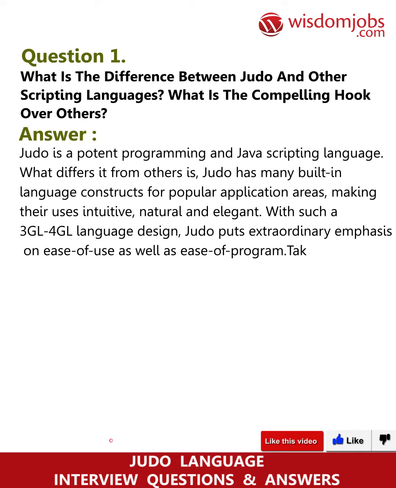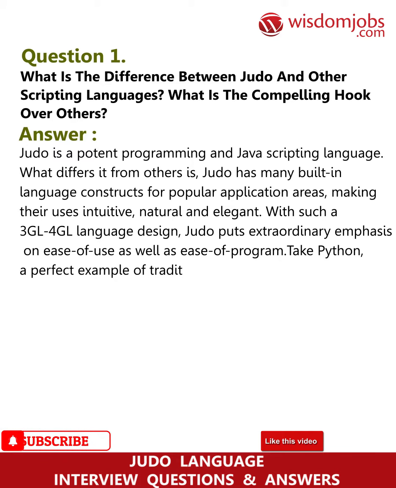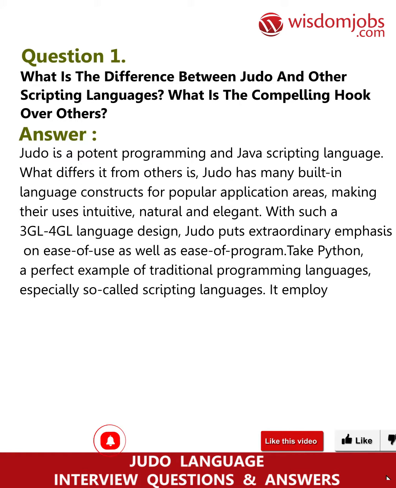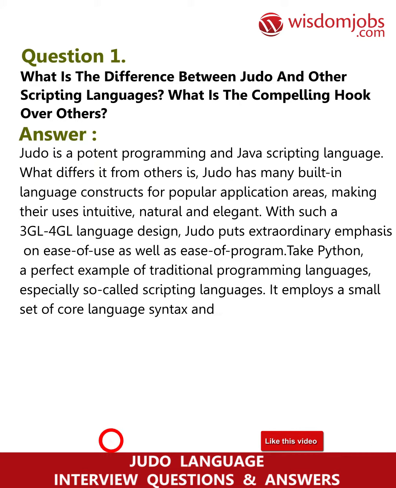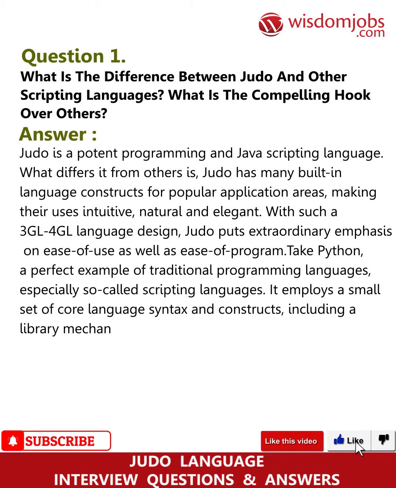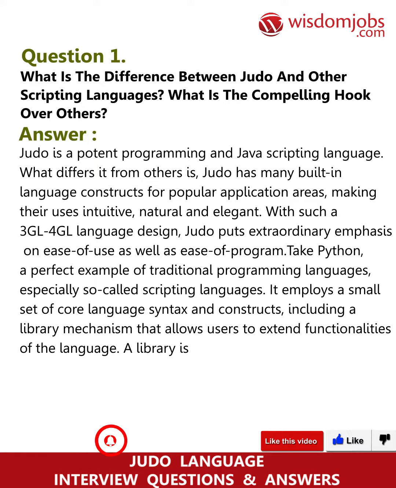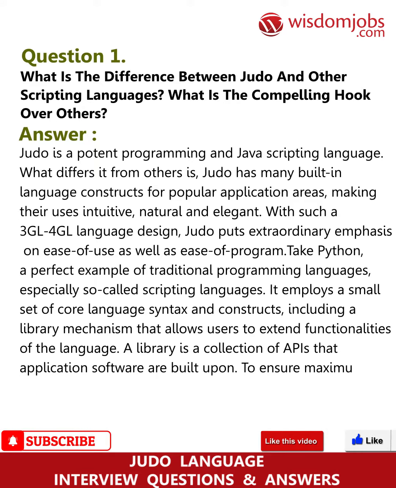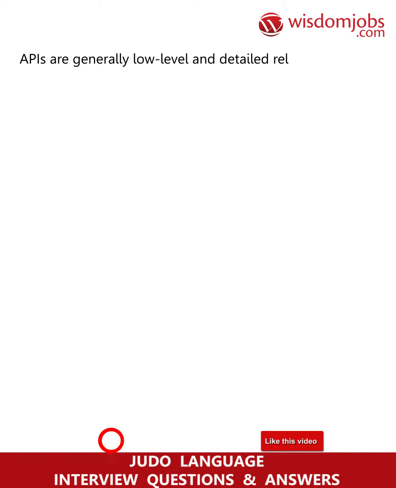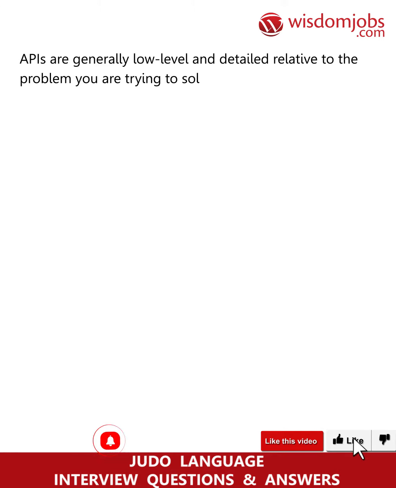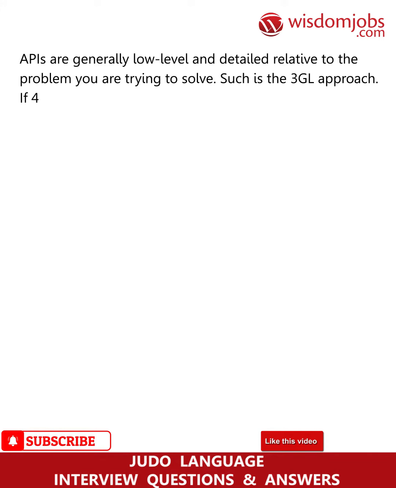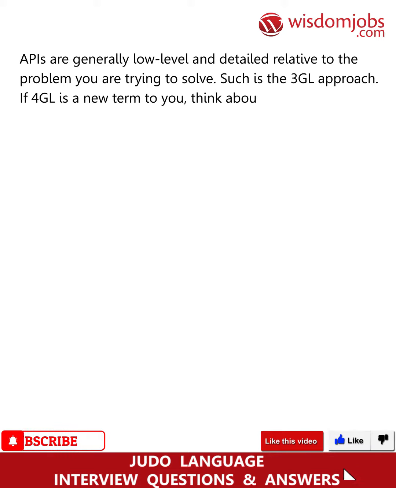Take Python, a perfect example of traditional programming languages, especially so-called scripting languages. It employs a small set of core language syntax and constructs, including a library mechanism that allows users to extend functionalities of the language. A library is a collection of APIs that application software are built upon to ensure maximum reusability and applicability. APIs are generally low-level and detailed relative to the problem you are trying to solve, such as the 3GL approach. If 4GL is a new term to you, think about Unix shells.